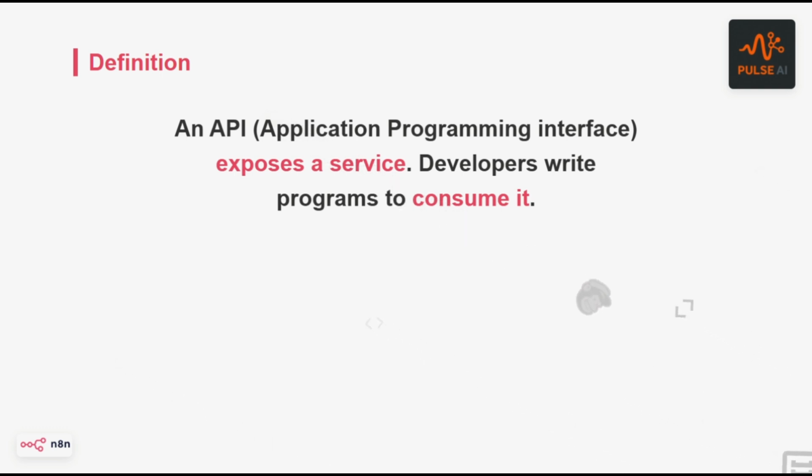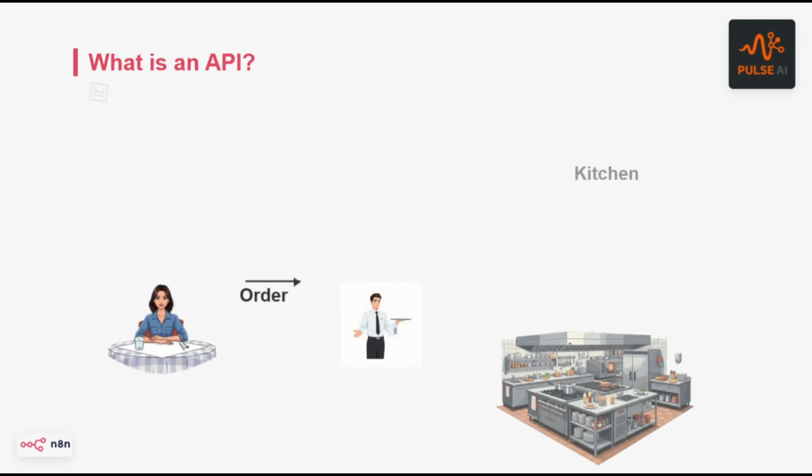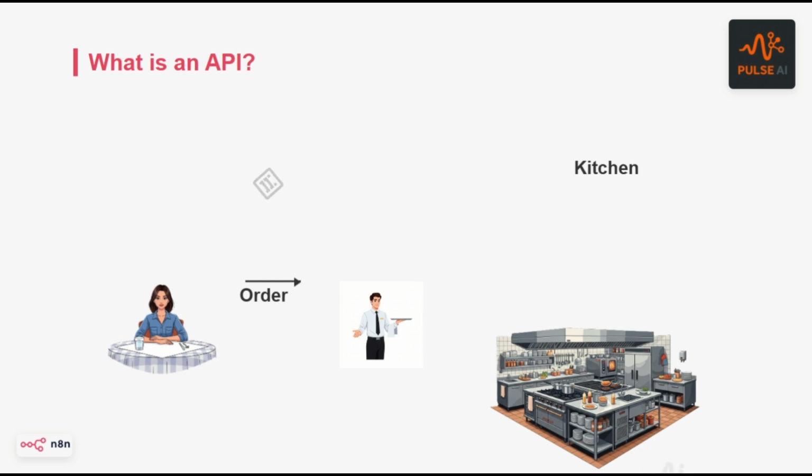Developers write programs to consume it, so using n8n, we're going to be able to consume the Google Sheets API using the different services, for example, updating rows or getting data in a sheet. Using this metaphor, we can see that the waiter is what's going to be called the interface, and the application is going to be the kitchen. So in this case, the application might be Google Sheets, and we're going to be using the interface to interact with the application.